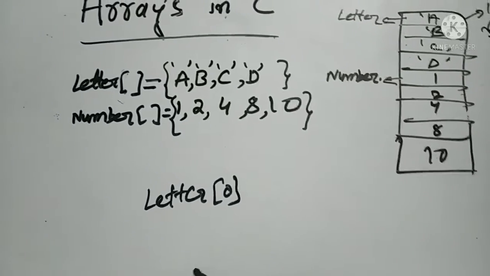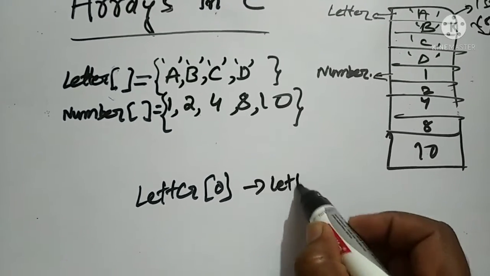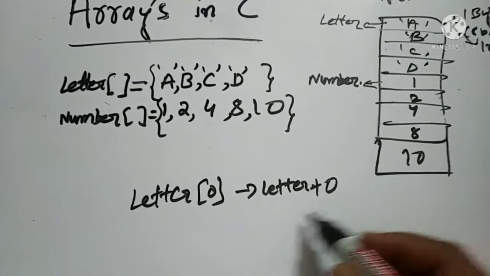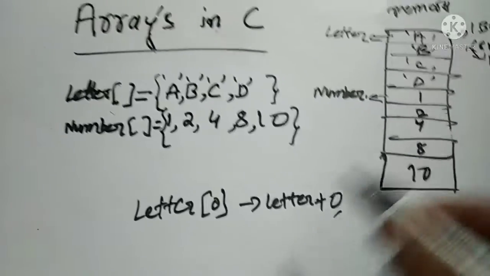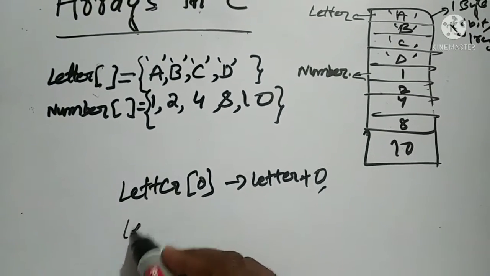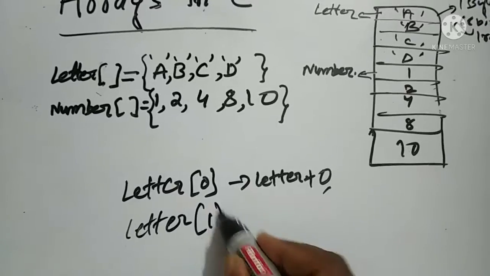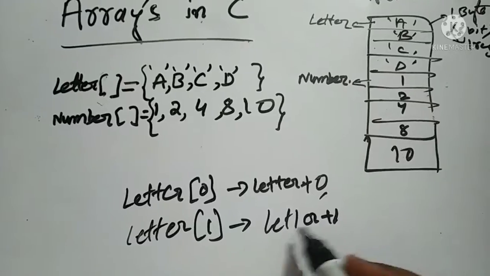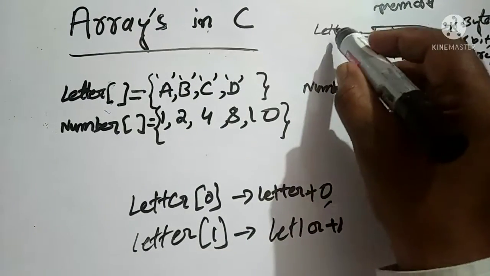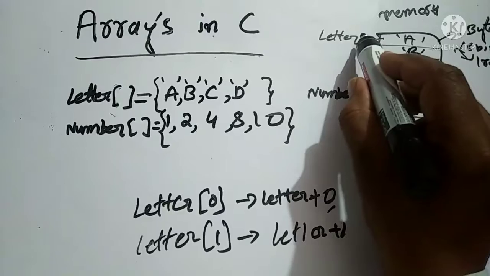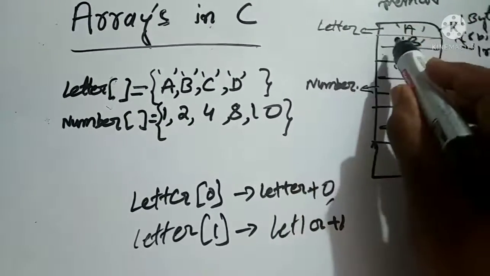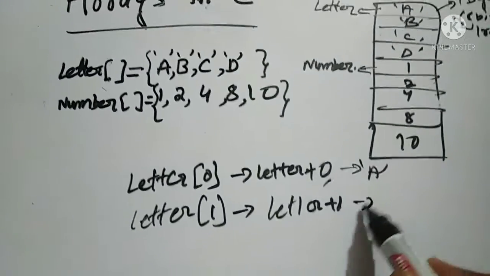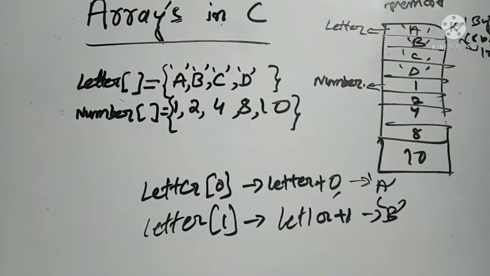What happens if I use letters 0? The counting starts from 0. So the address of letters plus 0 is nothing but the same address. If I use letters plus 1, it goes to the next address from the starting address. It indicates the first variable here, and here it indicates the second variable.